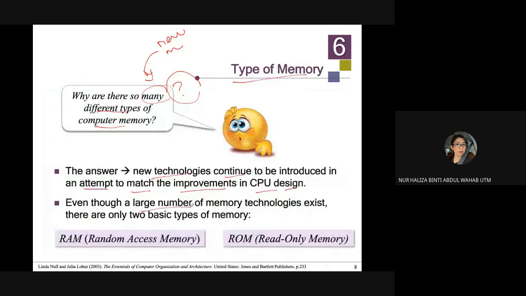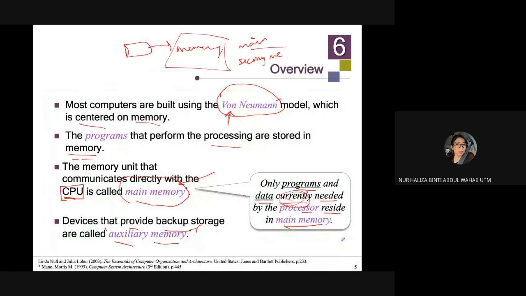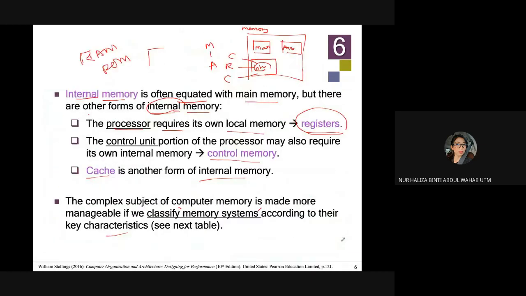Even though there are a large number of memories, you can divide them into two types only. Now you can see your normal terms, which are RAM and ROM. RAM is random access memory and ROM is read-only memory. Instead of going around in circles, you needed to learn main memory, auxiliary memory, internal memory. There are too many also, like register, control memory, and cache.